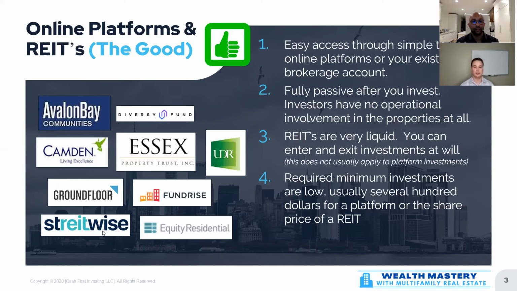And then there's also the online platforms, right? The Fundrises, Ground Floor, Diversifund. These are a little different, whereas they're not a REIT. You can't really trade them. Most of them you can't trade in and out. Some of them I think you can. But once again, the required minimum investments for these are usually very low as well, maybe a couple $100 to get started. But these are not what we recommend, but there are, as you can see, some benefits for them.